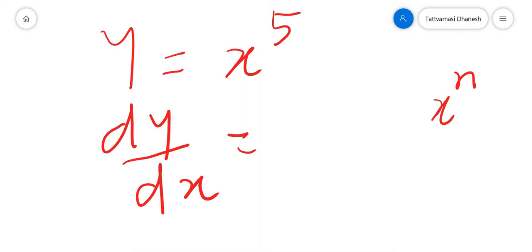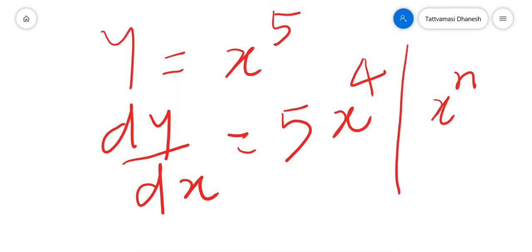So the answer will be n x raised to n minus 1. Then 5 x raised to 5 minus 1, which is 4. So this is the answer. If y is x raised to 5, dy by dx is 5 x raised to 4. Then again I will give you one more example to get more clarity on this.